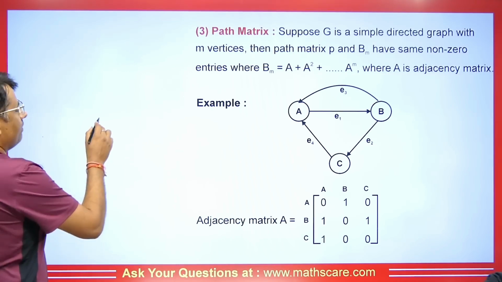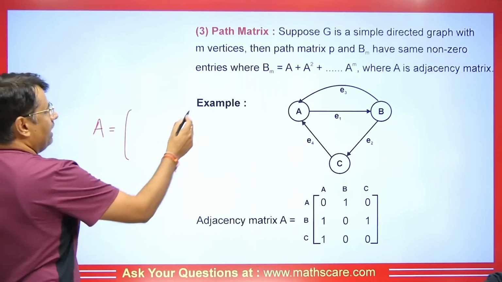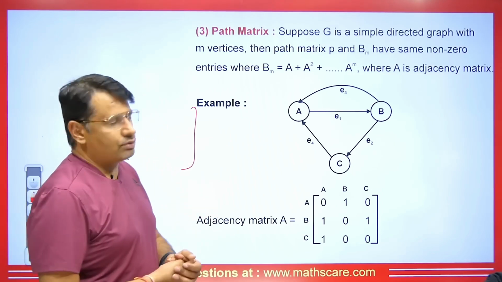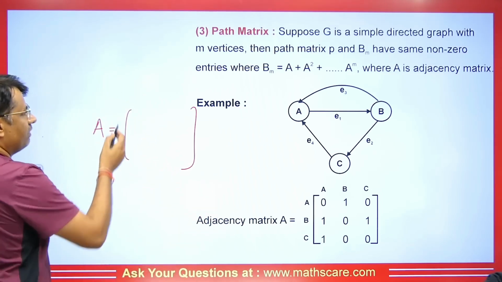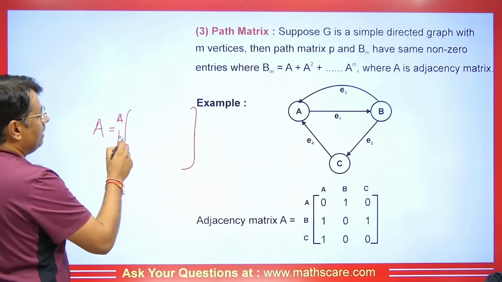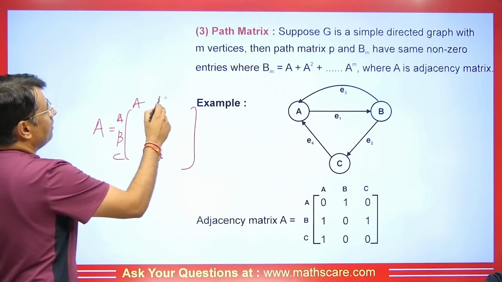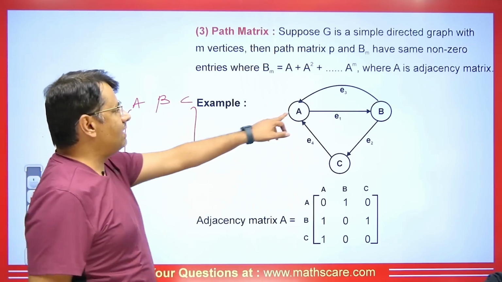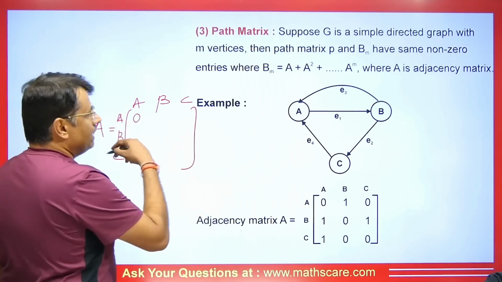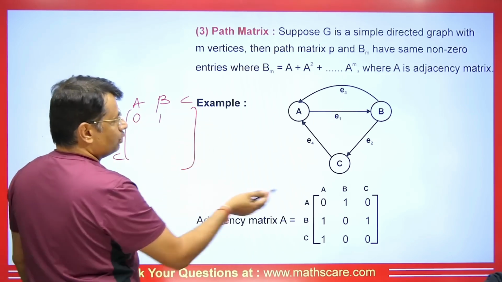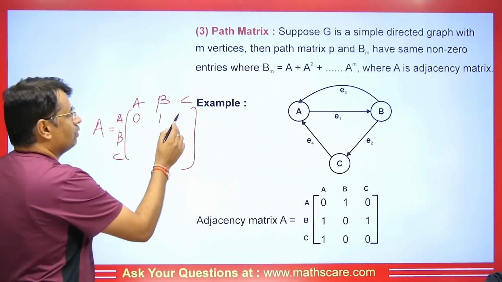Firstly, we will try to know what A is. A is given as the adjacency matrix. It can be easily extracted. We have A, B, C instead of V1, V2, V3. We will write here A, B, C. A does not connect to itself. There is no self loop, so it will be 0. A is going directly from A to B, so it will be 1. A is not going to C, it is going in the reverse direction, so it will be 0.